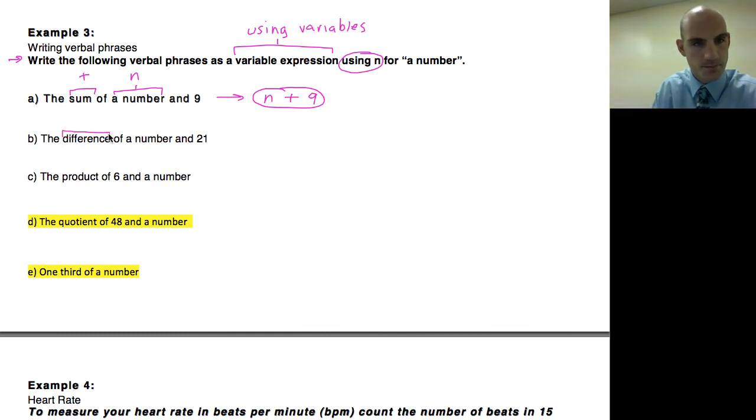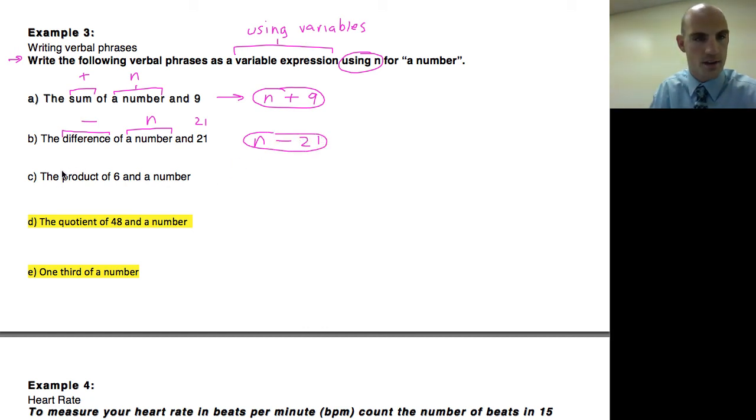Difference is minus, a number is n, and we have 21. The difference of a number and 21. So whatever comes first is going to be first, and the difference between or of a number and 21.